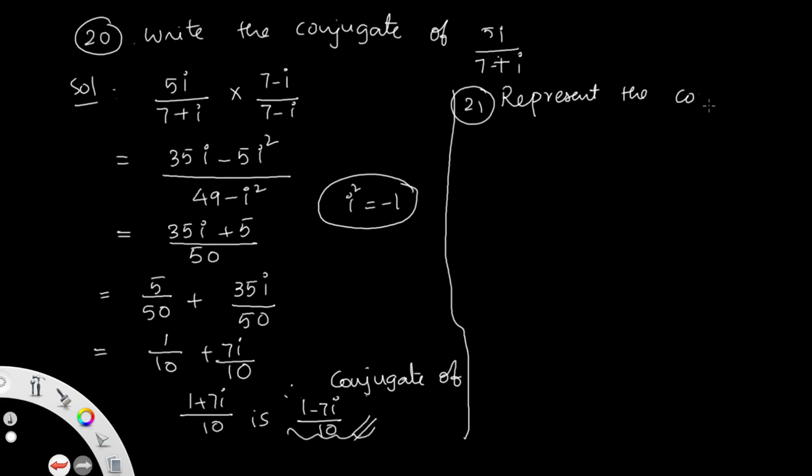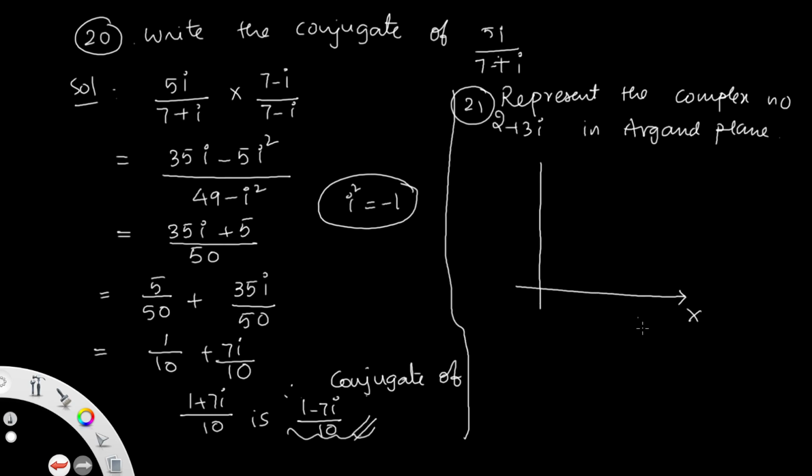Represent the complex number 2 plus 3i in the Argand plane. In the Argand plane, we construct the real axis and the imaginary axis. The x-axis is the real axis and the y-axis is the imaginary axis. This is the origin.